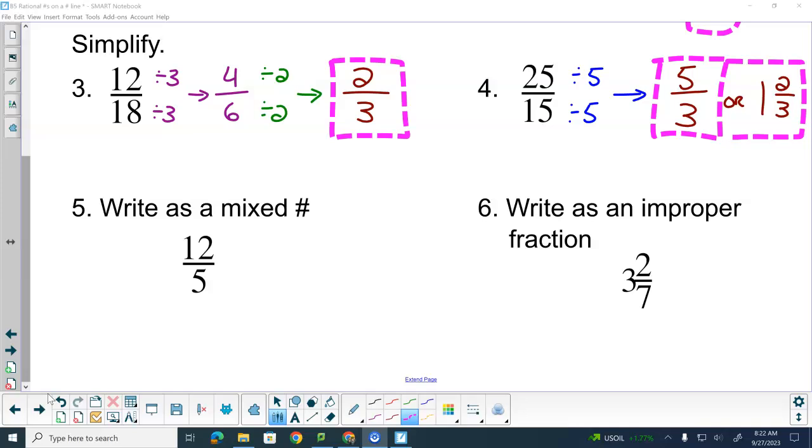Now remember, we had a couple of different ways. We could say 5 goes into 5 once, 5 goes into 10 twice, 10 is still smaller than 12. 5 goes into 15 3 times, but 15 is bigger than 12.